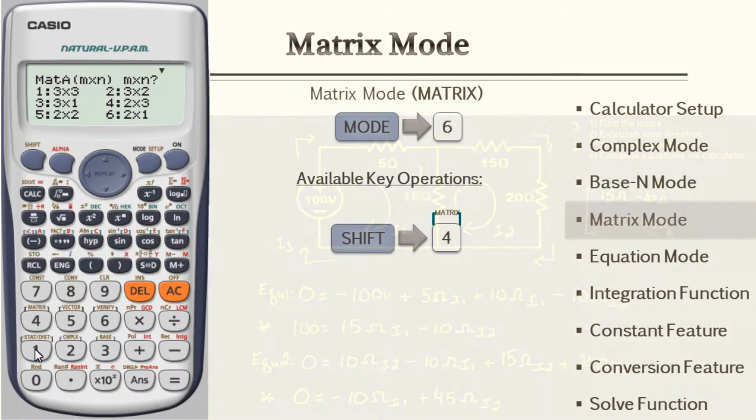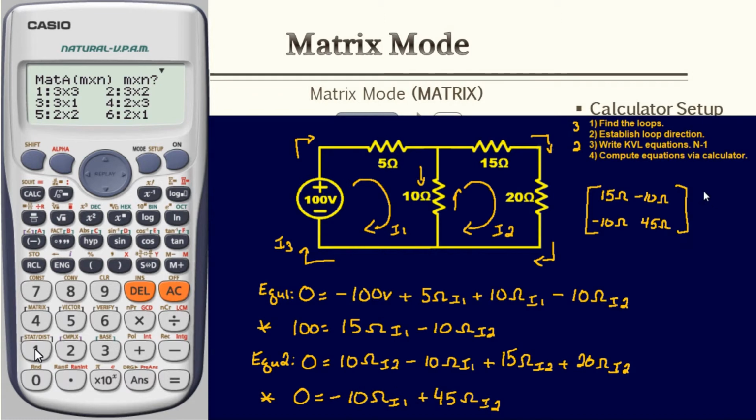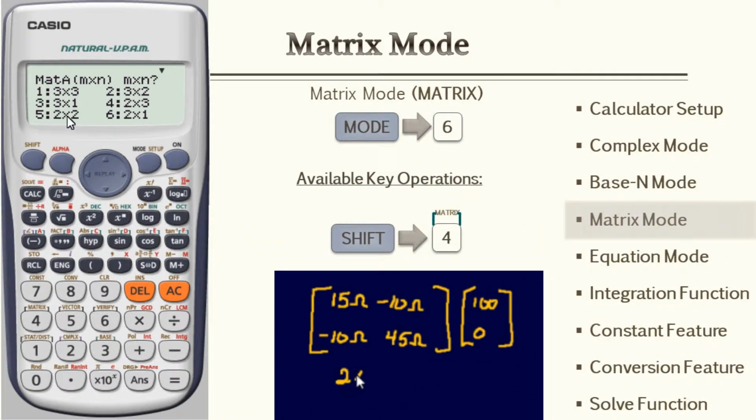And now I want to go ahead and do an example from one of our other videos. I'm going to go ahead and go through the mesh analysis video and pull that example out. So I'm going to say we're going to need a 2x2 matrix, which is going to be option 5.